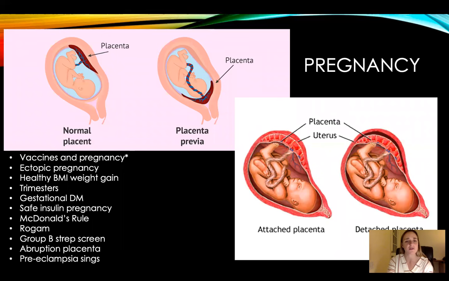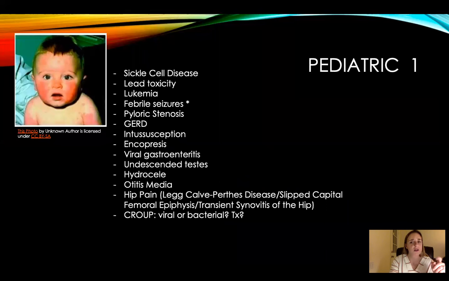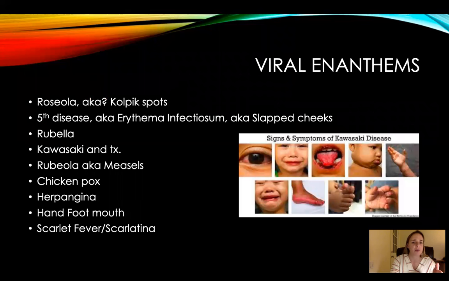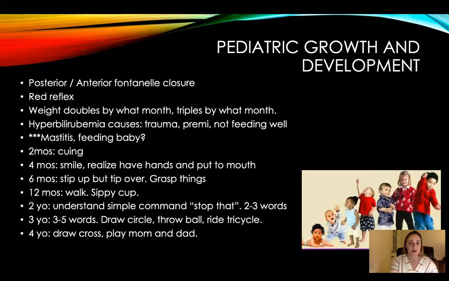You must differentiate and be able to recognize placenta abruptio versus placenta previa, and I'll tell you how. We talk about all those other things in pregnancy. We talk about pediatrics, all these things mentioned on the slide. We talk about rubella, Kawasaki, and chickenpox, and how to easily recognize one from the other, because they're very different, and I'll teach you how to recognize it.